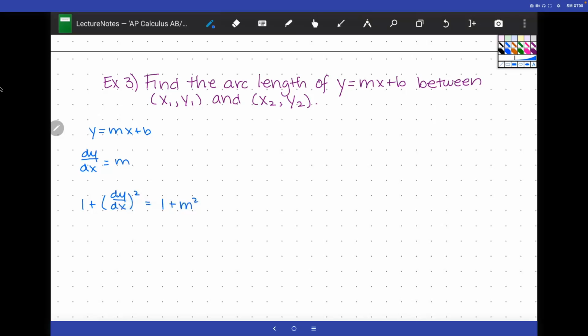Can I simplify this expression at all? And by the way, if you're thinking, can't we just write it like this? Yeah, we can't. There's nothing we can do with this. So, I guess we're ready to go to the formula. So, arc length is... What are my limits of integration going to be? Yeah. So, the square root of 1 plus m squared dx.